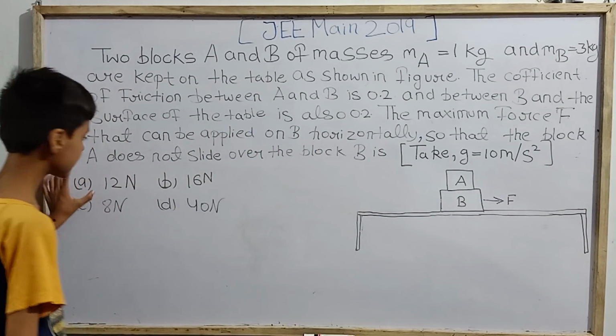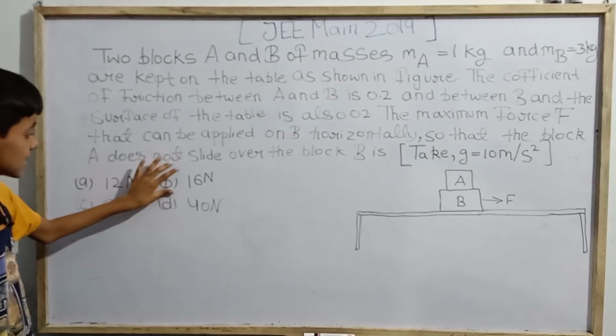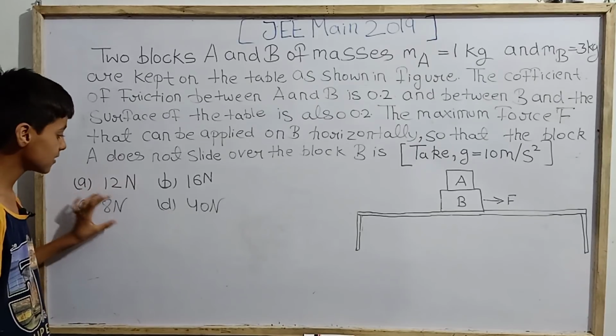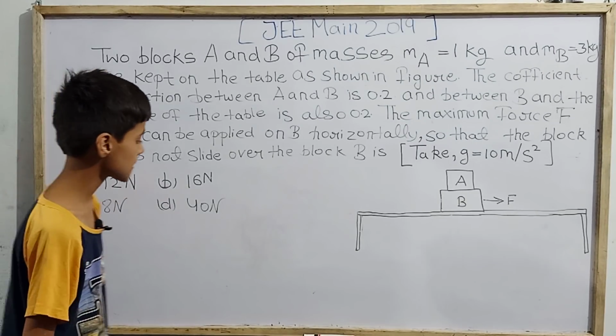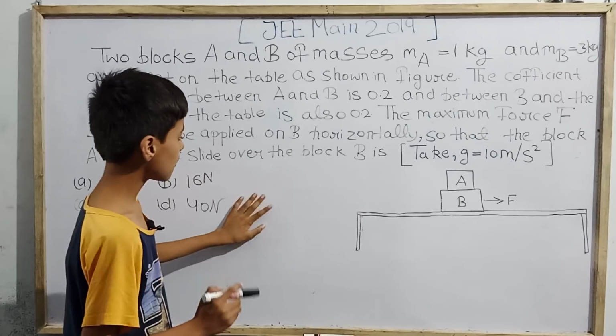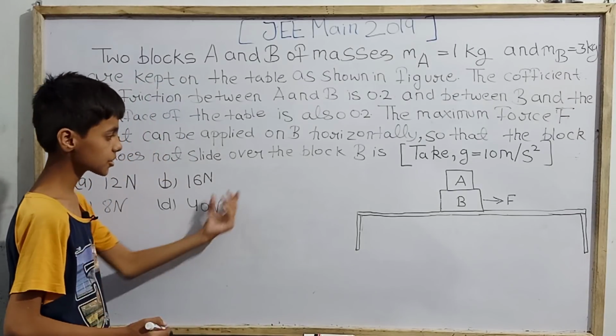Now options have been given. A is 12 newtons, B is 16 newtons, C is 8 newtons and D is 14 newtons. So this we have to solve. Now from here we can begin our solution.